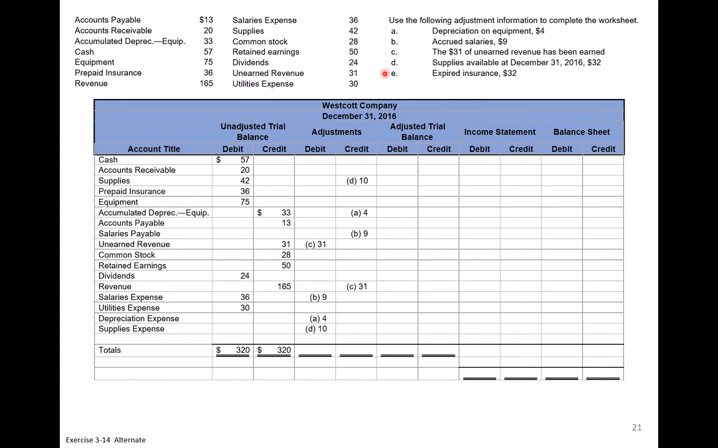Last up is item E, expired insurance of $32. Well, we have some insurance here. Prepaid insurance of $36. Expired insurance should be $32. I'm sorry, we've used up $32 of it. So out of that insurance, we're going to reduce prepaid insurance also by $32. Notice it has a debit balance because it's an asset. We're going to credit it for $32, which is going to leave us a balance now of how much? It's going to leave us a $4 balance of prepaid insurance.